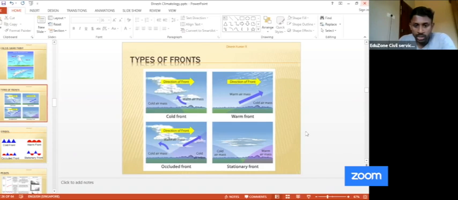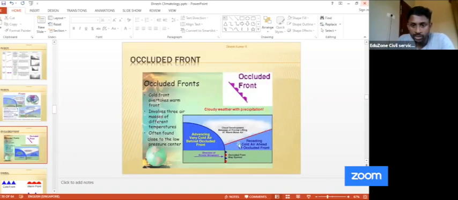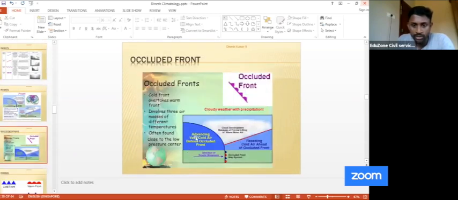Next one is occlusion, occluded front. Fourth type is occluded front. See, I have a better figure. You can take this figure. This is the symbol. You can draw the symbol. I will give the symbol second. This is the symbol of your occluded front. First you can draw the occluded front. This is the occluded front. The entire warm air you have to show as already elevated. Okay, these two figures done. Symbol is here. You can draw it here, on the figure.